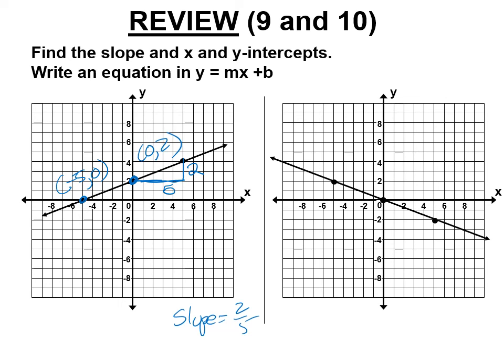Now, what's the slope here? Notice the ramp is facing the other way. So the run is 5, but the rise is negative 2, so the slope is negative 2/5. The y-intercept and the x-intercept are the same point because it's crossing both of them at the same time. Both the y-intercept and the x-intercept are 0, 0.